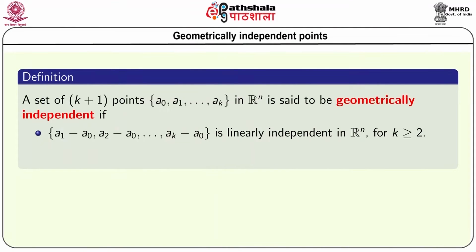We start with defining geometrically independent points. Suppose a set of k plus 1 points a0, a1, ..., ak is given. This set of points is said to be geometrically independent if we construct the set a1 minus a0, a2 minus a0, up to ak minus a0 and see that this set is linearly independent in Rn. Now, this definition is valid for k greater than or equal to 2. If we take a set of a single point, that is a singleton, then it is always geometrically independent by definition.